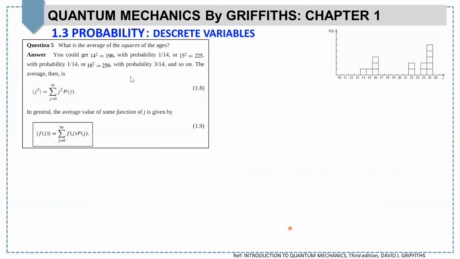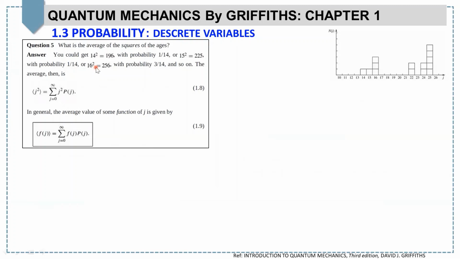But in question 5, we should answer for the average of the squares of the ages. So simply take the average of the square of the ages. For that, simply take the square of the age. 14 squared equals 196, and the probability of getting 14 is 1 over 14. And 15 squared equals 225, and the probability of getting 15 is also 1 over 14.